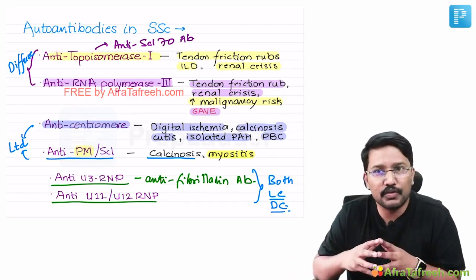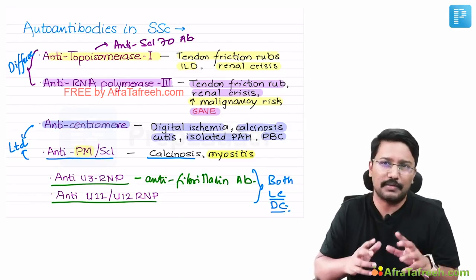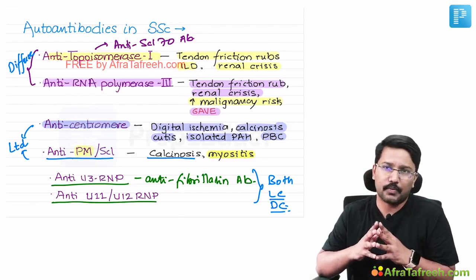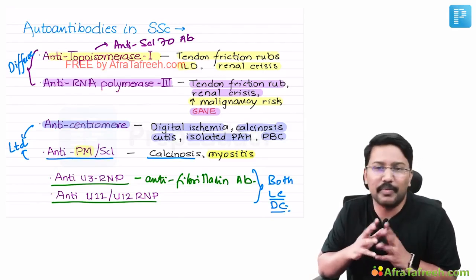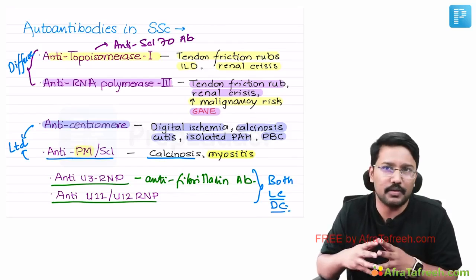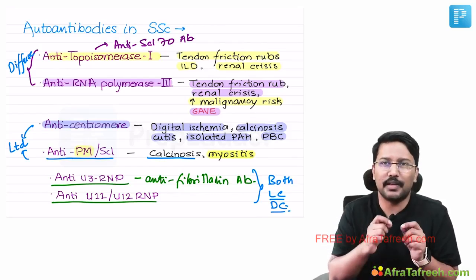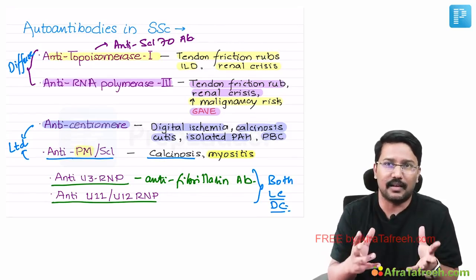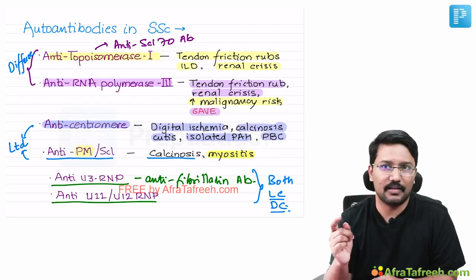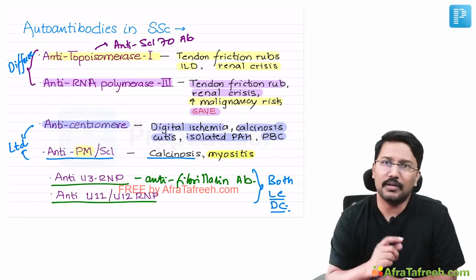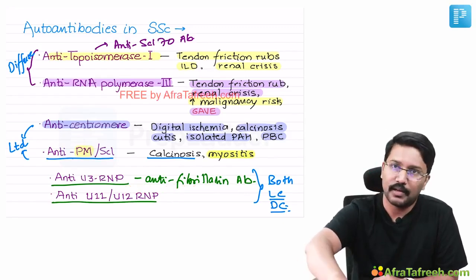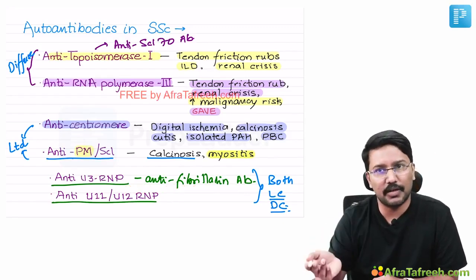Now, for those who get confused between antibody association of diffuse cutaneous and limited cutaneous, let me make it a little simpler. Here is an important memory hack. Centromeres, where are they present? Part of the chromosomes, right? So they occupy very limited space inside the cell. If you remember that, you remember limited cutaneous is associated with anti-centromere antibodies.